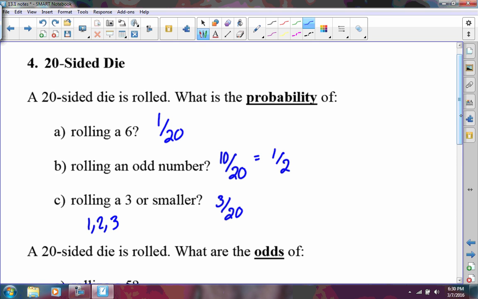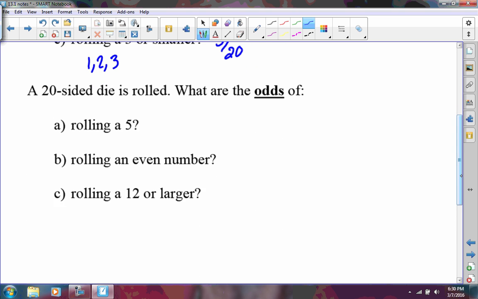And then for the odds questions, the odds of rolling a 5, again, there's only one side that has a 5, but now this is odds, so we want to compare it to what we want out of what we don't want. So that's going to be 1 out of 19, because there were 20 total. So you take the 1 away from the 20, and you get the 19. Rolling an even number, again, there's 10 that are even, so that means there's 10 left over that are odds. So that would be 1.